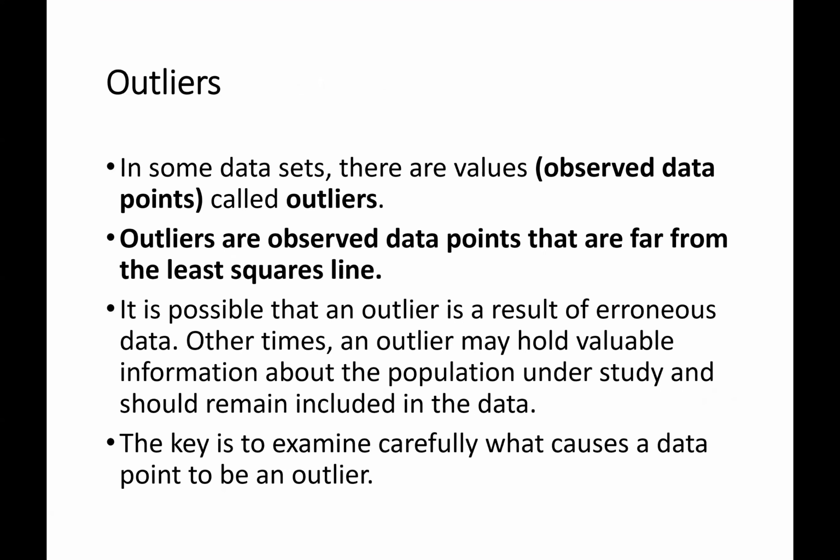Outliers. In some data sets, there are values, observed data points, called outliers. Outliers are observed data points that are far from the least squares line. It is possible that an outlier is a result of erroneous data.